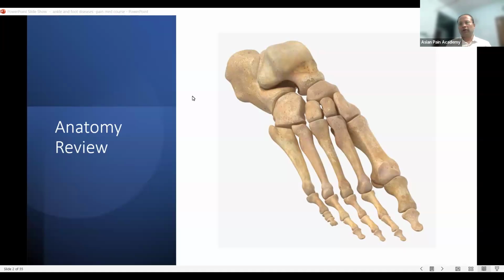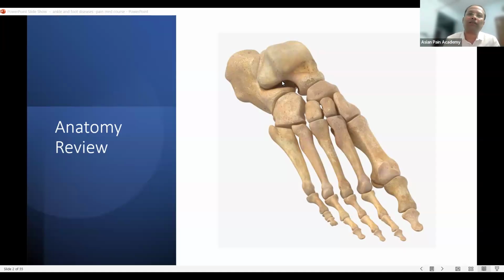Okay, so to understand that, first we start from the anatomy part. Then we will go into the sonoanatomy, and then we will go to the common diseases. Not all the diseases of the ankle and foot, only the common diseases. So let us first understand what the anatomical structure is.